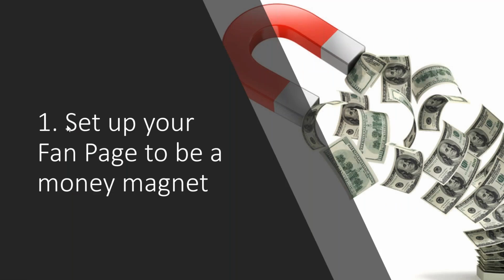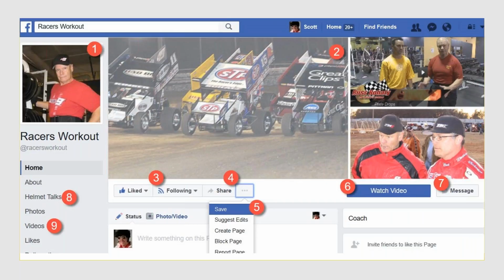Now, number one is set up your fan page to be a money magnet. Okay, this is the number one strategy, and I want to make sure that everybody, when you're doing a fan page, does this. This is my Racers Workout fan page. I've got, I think, 3,900 fans on it. And I don't sell a lot of this course, but I'll make $200 to $300 a month selling a Racers Workout course that I did in 2014. Great return on my investment.